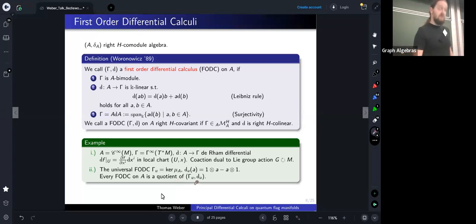And you take as universal differential this map here that takes A and maps it into 1 tensor A minus A tensor 1, which you can easily see lands in the kernel, right? If you multiply, you get 0. And what is nice about this calculus is you can show that every calculus is a quotient of this calculus. So this is kind of the biggest choice.